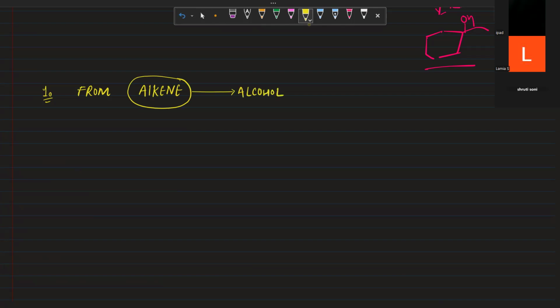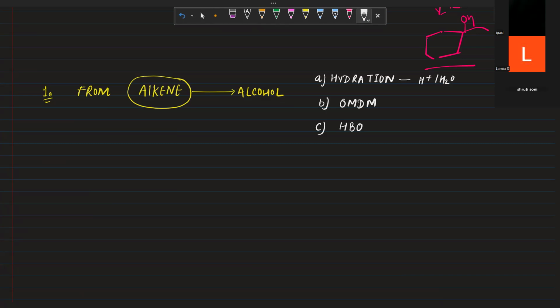What are those three methods? The first is hydration. Then second, oxymercuration-demercuration. And the last one is hydroboration oxidation. Great. In hydration, what sort of reagents are we using? H plus, and then H2O.